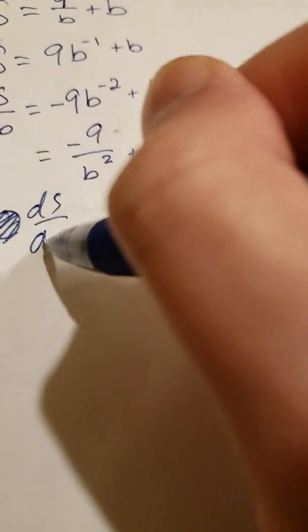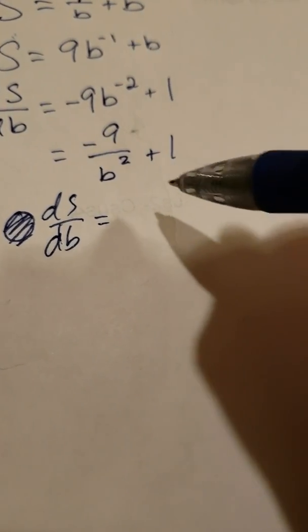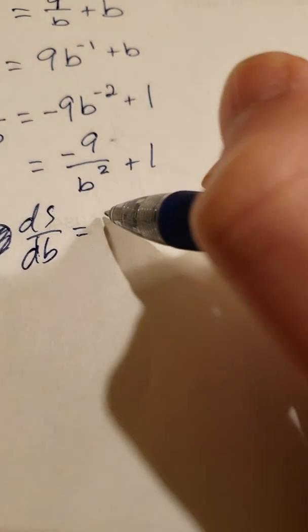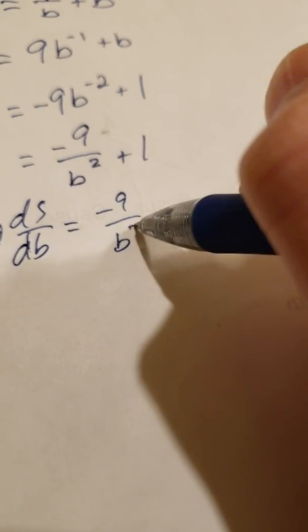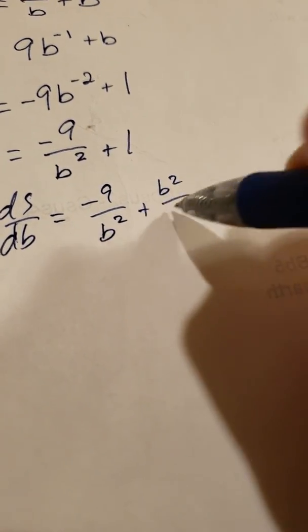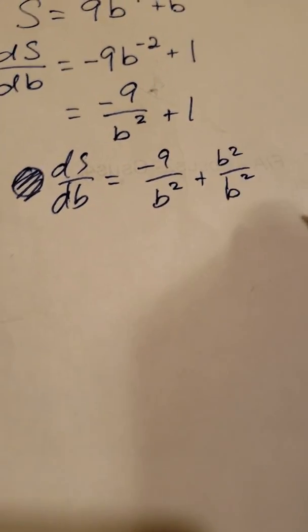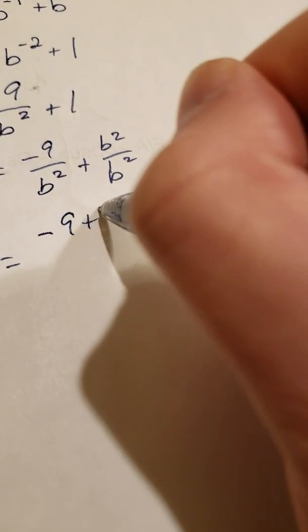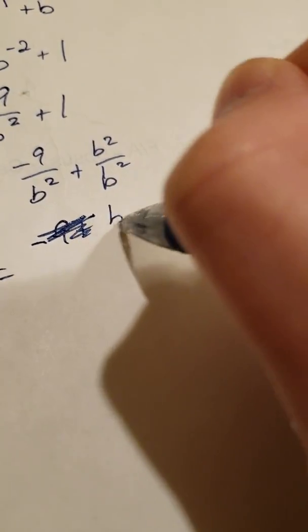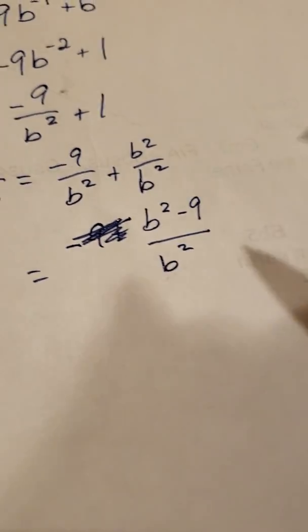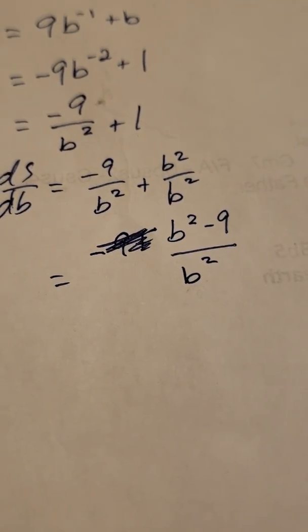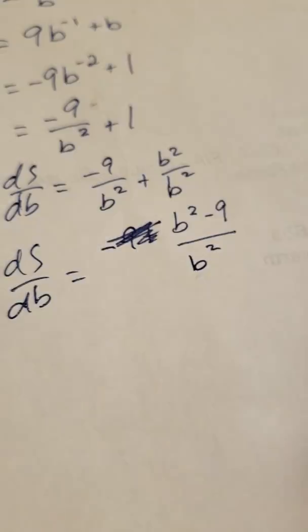We'll keep it as ds over db equals. And then I'm going to combine this into one fraction. This is still negative 9 over b squared. And this is going to be b squared over b squared. Okay, right? So we have common denominators. Okay, and then that becomes negative 9. I'm going to rewrite it as b squared minus 9 over b squared. So we've basically combined it into one fraction. And from here, this is still ds over db, all right?